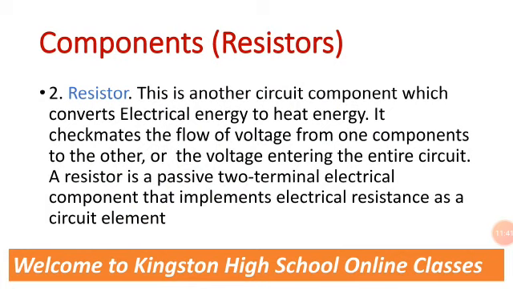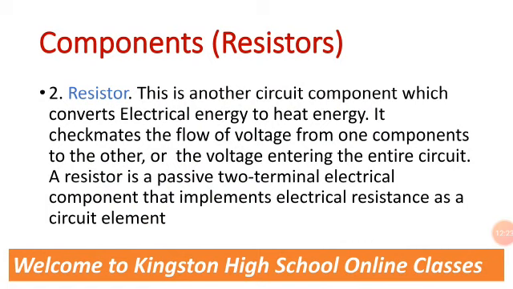Now why does it do that? It does that in order to regulate or checkmate the amount of current that is entering a particular component, or even the entire circuit, because it allows a particular amount of current to pass through it. So once a resistor is introduced, the amount of current that will pass through that resistor depends on the capacity of that resistor. Are you getting what we're saying here now?